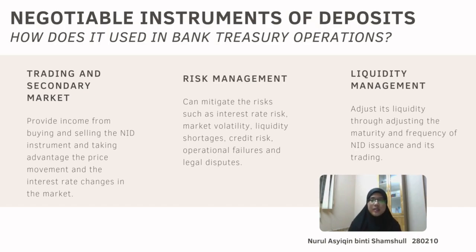The first one is liquidity management. The bank issues NID to manage the bank's liquidity by buying or selling NID. The bank manages to adjust its liquidity through adjusting the maturity and frequency of NID issuance and its trading. By issuing short-term negotiable instruments of deposit as NID, the bank can diversify the funding structure in the money market, and they are able to raise funds quickly to meet any short-term cash needs.